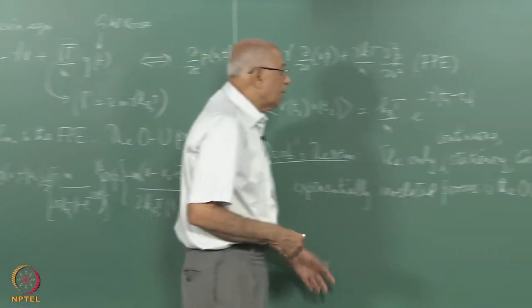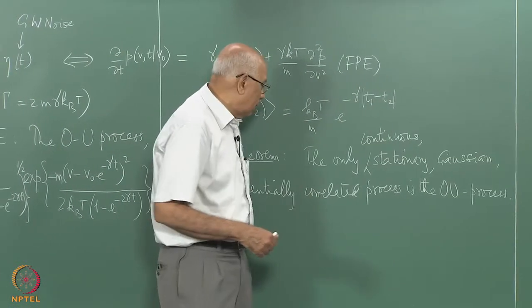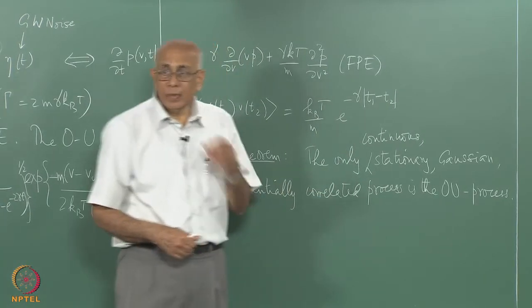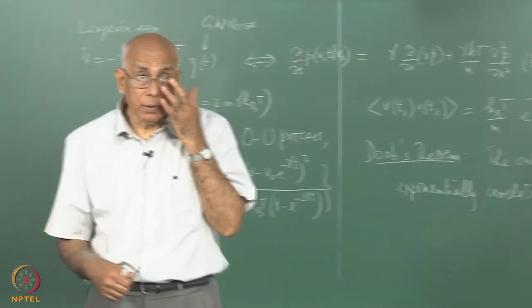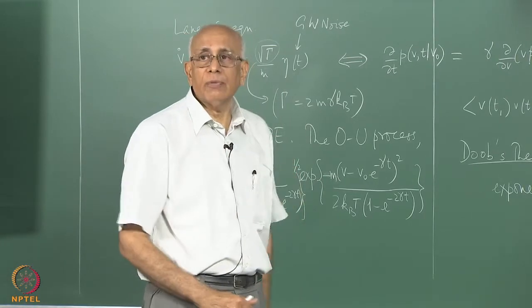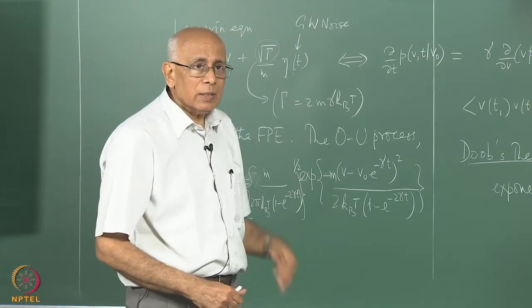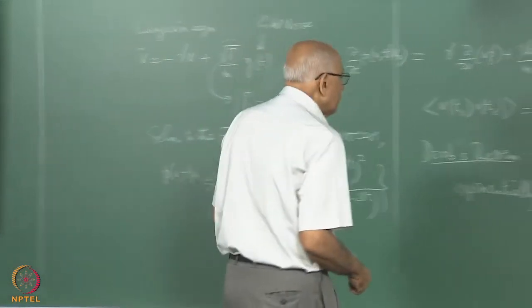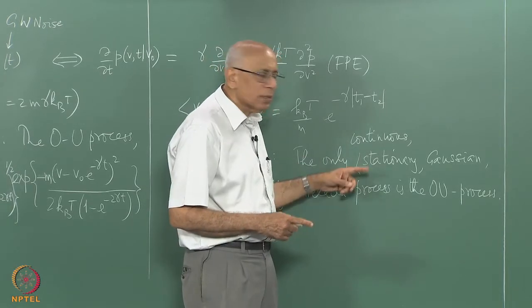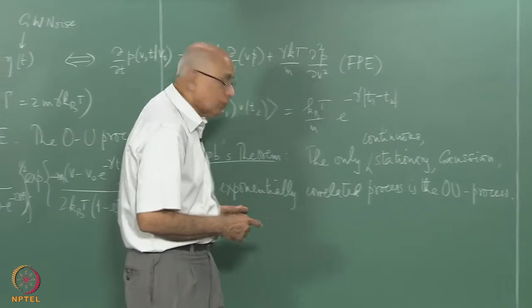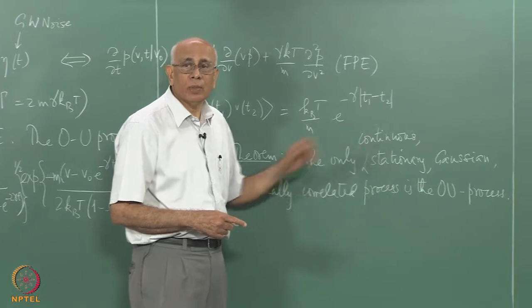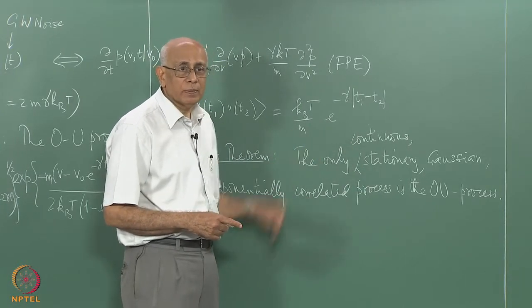You could ask, are there continuous stationary non-Gaussian processes which are exponentially correlated and which are Markov also? Yes, there is a whole family of such processes. There are many, many such processes, but they can be classified into 5 families in all. For instance, just as a matter of curiosity, let me mention that these are examples of processes which are continuous, stationary, Markov and exponentially correlated, but which are different from the Ornstein-Uhlenbeck process because they are not Gaussian.